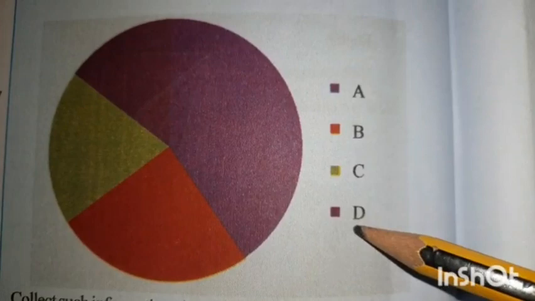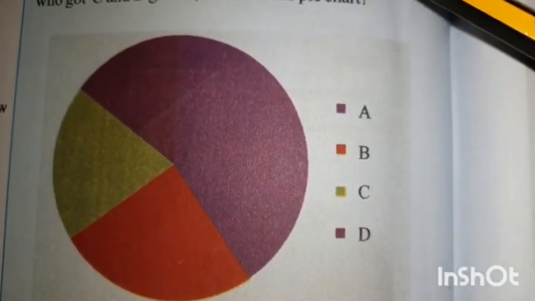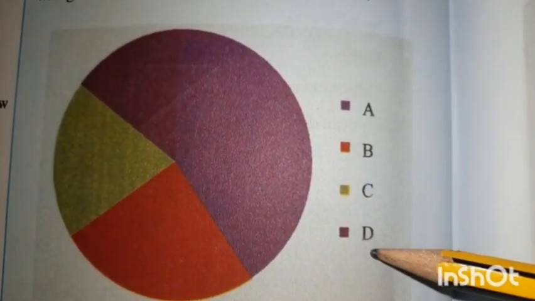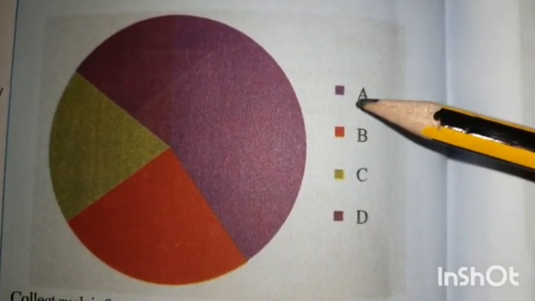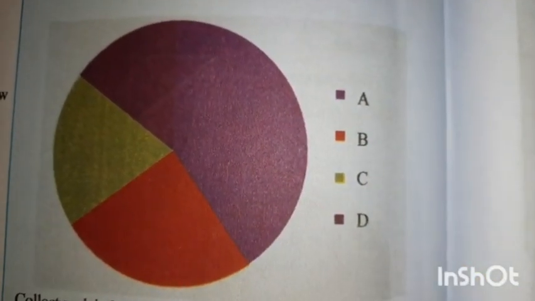First of all you have to find out the other grades, C and D, with how much percentage: 360 into percentage of C, 360 into percentage of D. Then according to that angle, you must draw the pie chart.